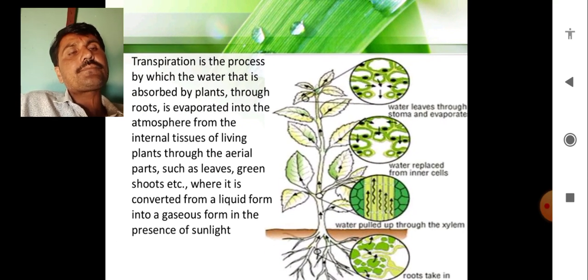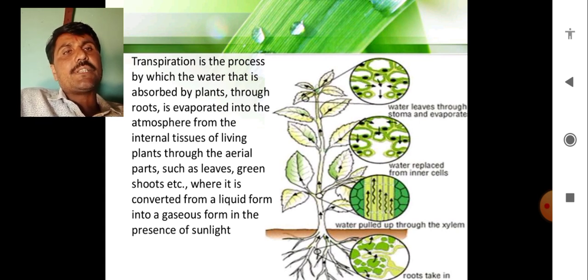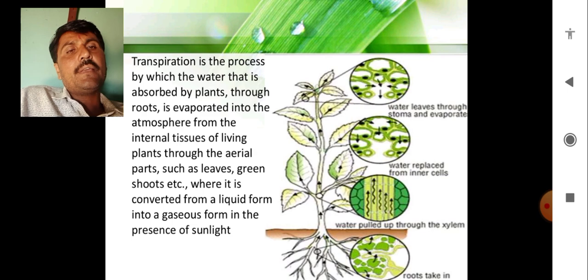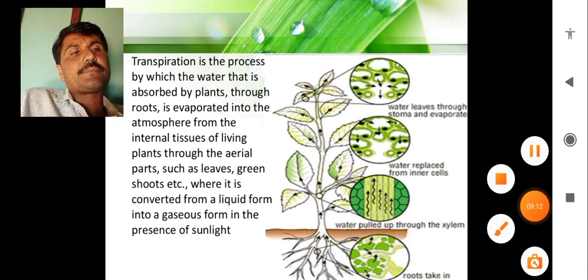from the leaves. Transpiration is the process by which the water that is absorbed by plants through the roots is evaporated into the atmosphere from internal tissue of living plants through the aerial parts such as leaves, green shoots, etc. It is converted from a liquid form into a gaseous form in the presence of sunlight.